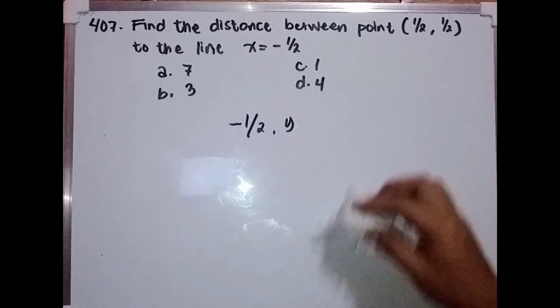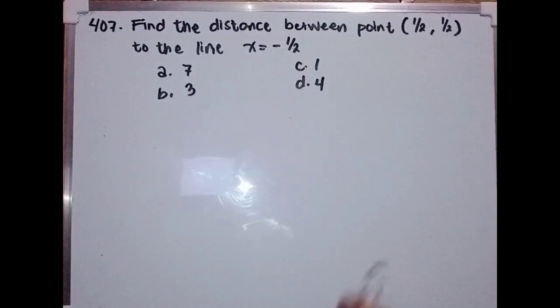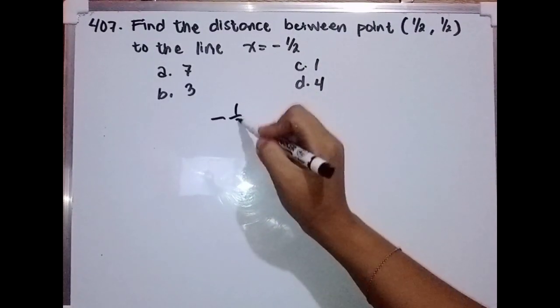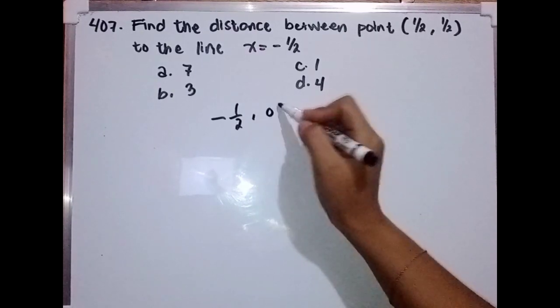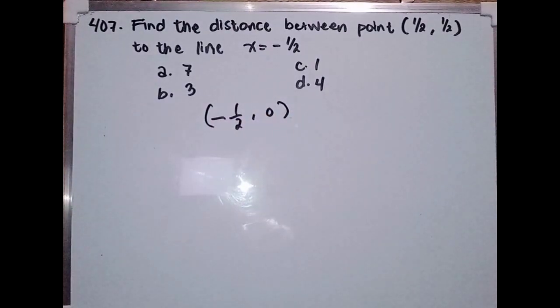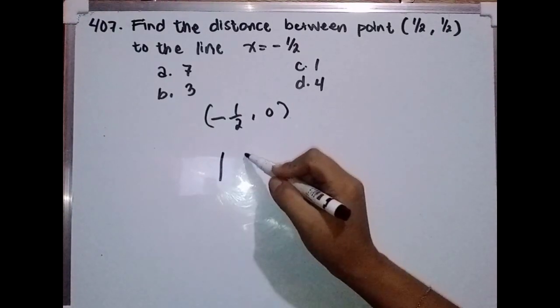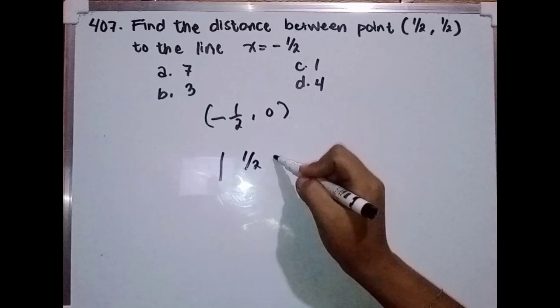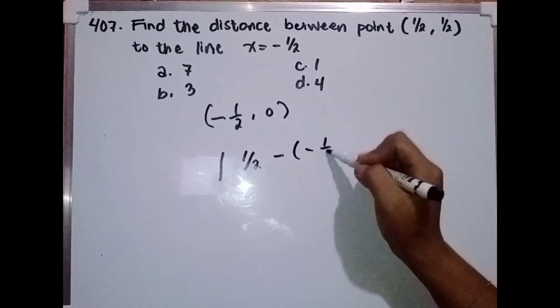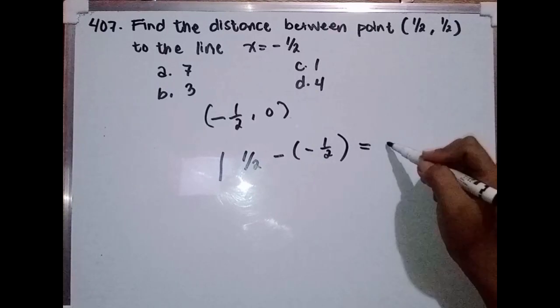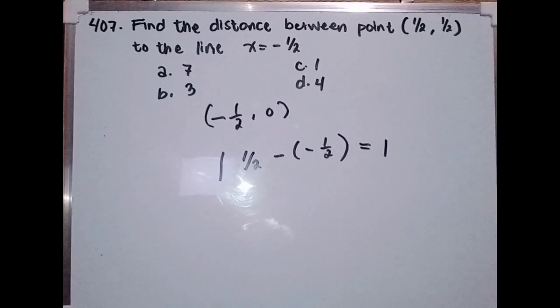So let's choose the point (negative 1/2, 0), where the value of y is 0. So on the line, the distance between point (1/2, 1/2) and the line x equals negative 1/2 is 1/2 minus negative 1/2, which is equal to 1. So therefore, the answer is letter C.